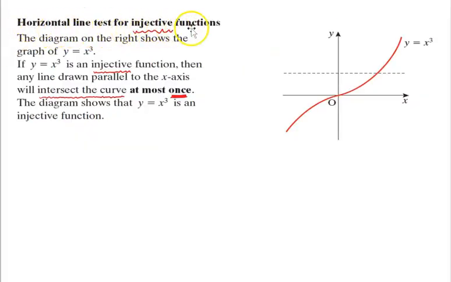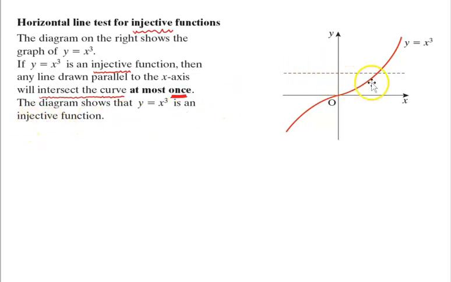Horizontal line test for injective functions. So the red curve is the function y equals x cubed, and we have a horizontal line, a dotted line. The diagram on the right shows the graph of y equals x cubed. If y equals x cubed is an injective function, then any line drawn parallel to the x-axis, such as this dotted line, will intersect the curve at most once. The diagram shows that y equals x cubed is an injective function.